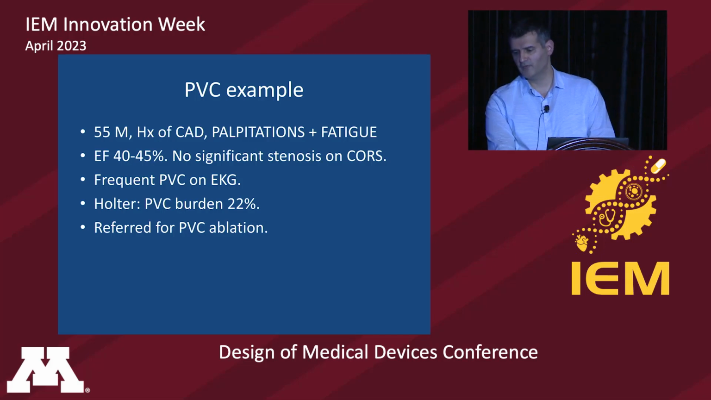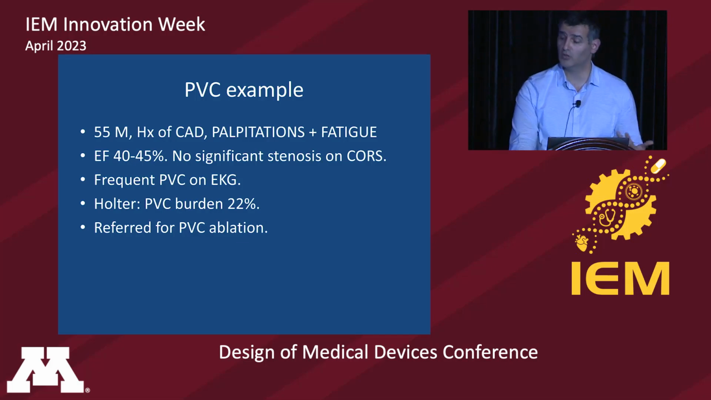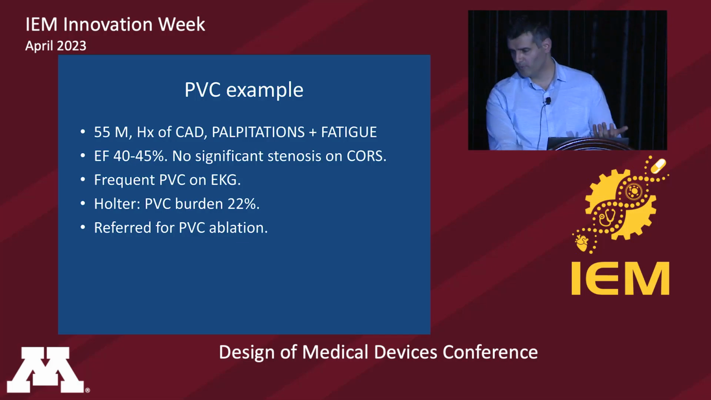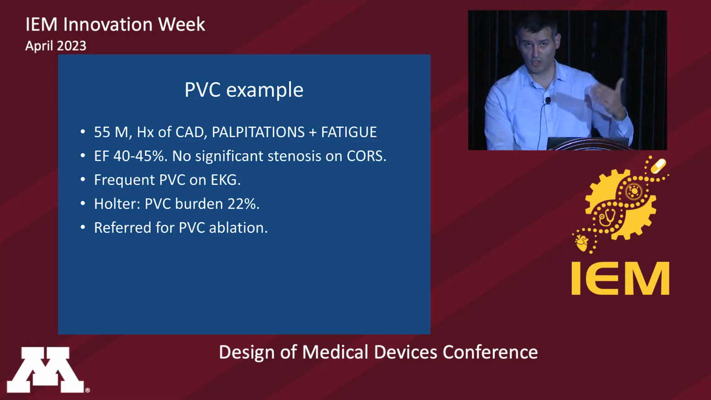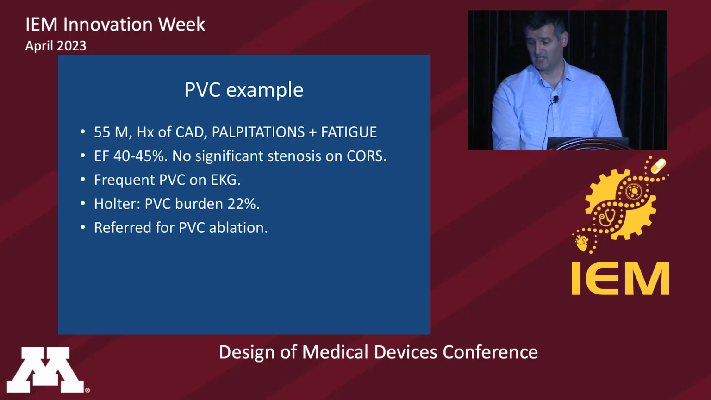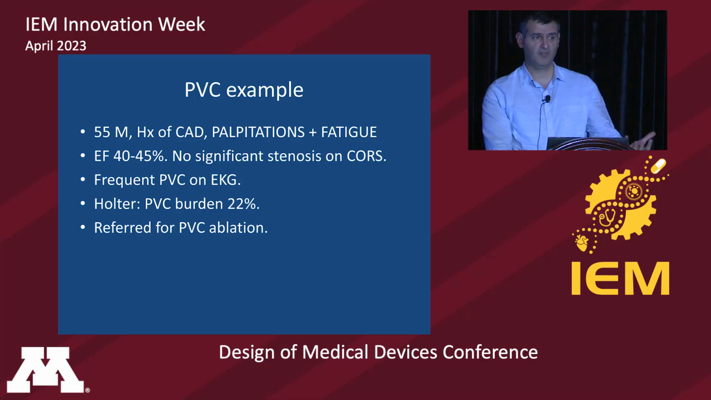So this is an example of a 55-year-old gentleman with history of CAD. He's got palpitations and fatigue, and his EF is 40 to 45%. We checked his vessels to explain the low heart function, and we couldn't because the stent is still open. He doesn't have stents, but his CAD is not significant enough that caused the low heart function. He had 22% PVC burden. We could not explain the low EF by anything else. It's an exclusion diagnosis. Hence, we suspected PVC-induced cardiomyopathy, and we went after the PVC.